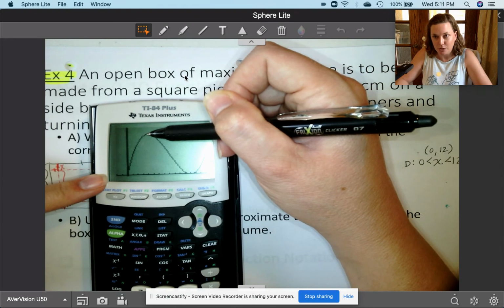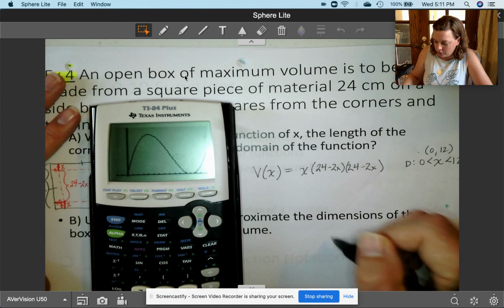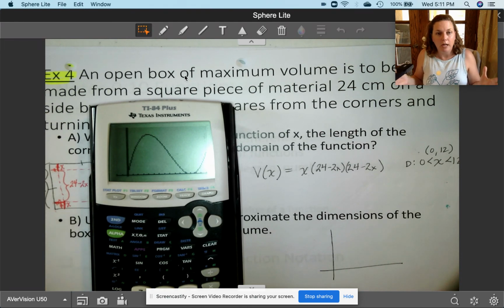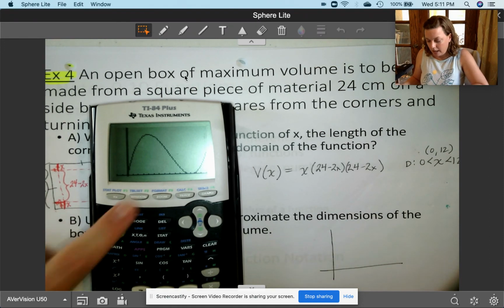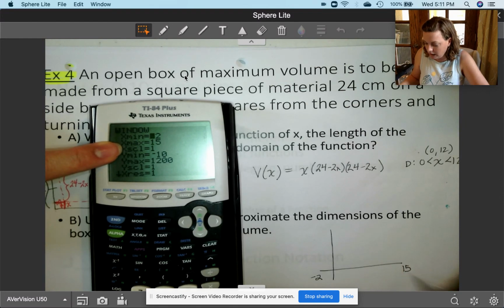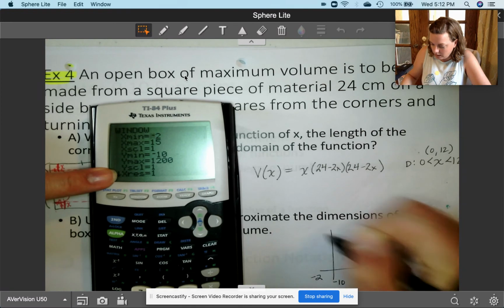The Casio is super easy to do. On the TI, not so much. So if you use your calculator in this manner, it's a great idea to communicate your window that you're using to your grader. So you need to label your window. And our window, the x-axis went from -2 to 15, and the y-axis went from -10 to 1200.